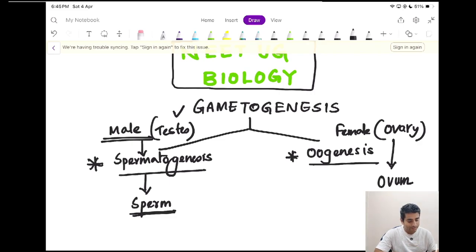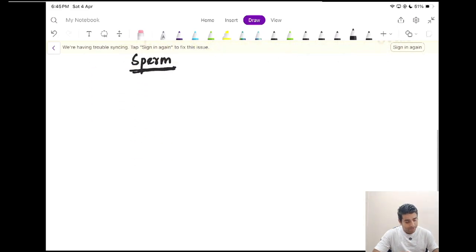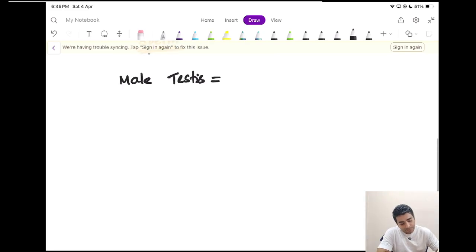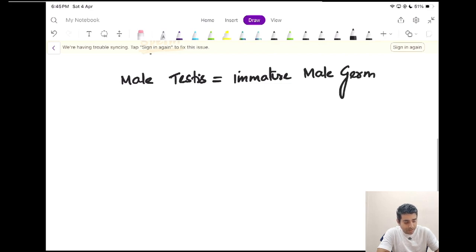It is not a single step, like from testis directly it's the sperm. No, it has multiple steps and you need to understand, and it is invariably asked in your exam. So remember, in male we have a testis. In a testis we have immature male germ cells. What we call the immature male germ cell is spermatogonia.